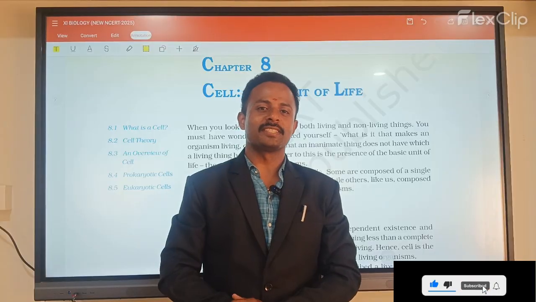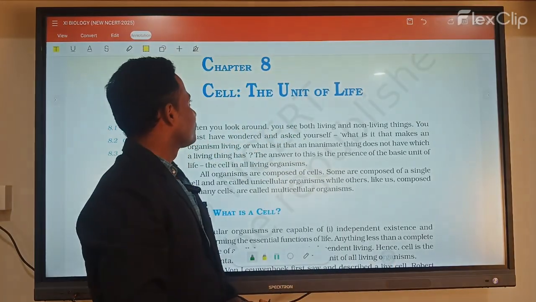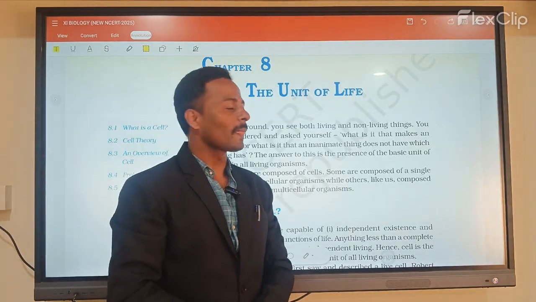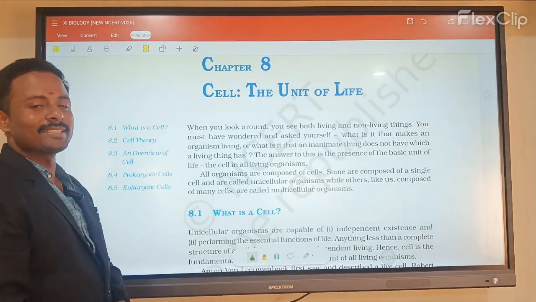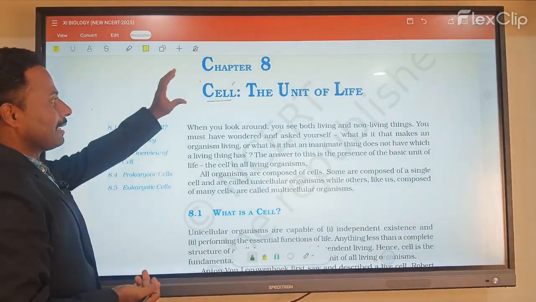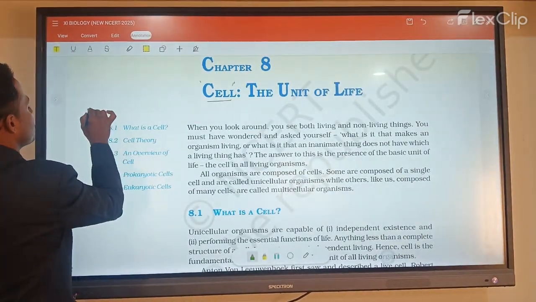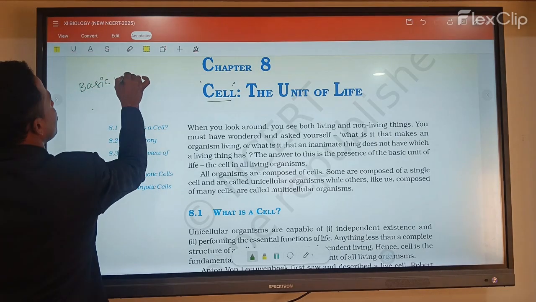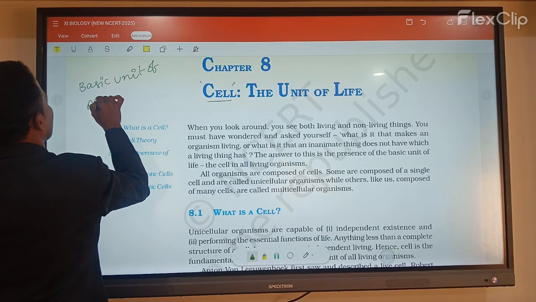For this section, we discuss first year NCERT Volume 1, Chapter 8, Cell: The Unit of Life. In this section, we discuss what exactly a cell is. The cell is the basic unit of all living organisms. It is the basic unit of any living organism.